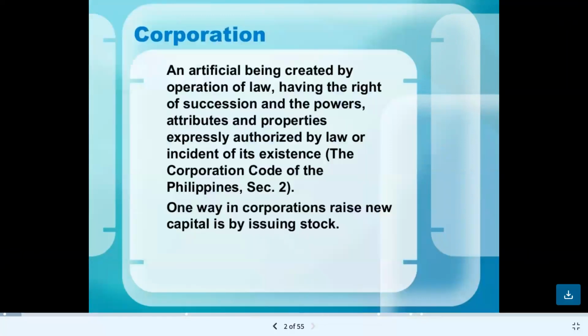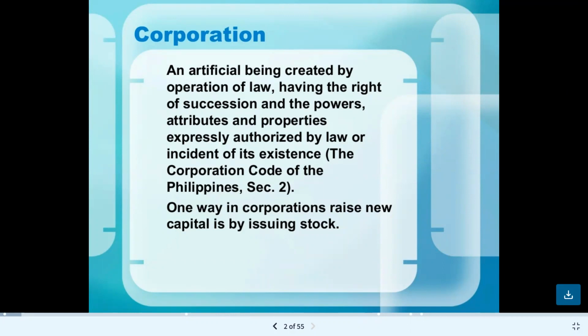Let's define first what we mean by corporation. A corporation is an artificial being created by operation of law, having the right of succession, the powers, attributes, and properties expressly authorized by law or incident to its existence. This is taken from the Corporation Code of the Philippines, Section 2.